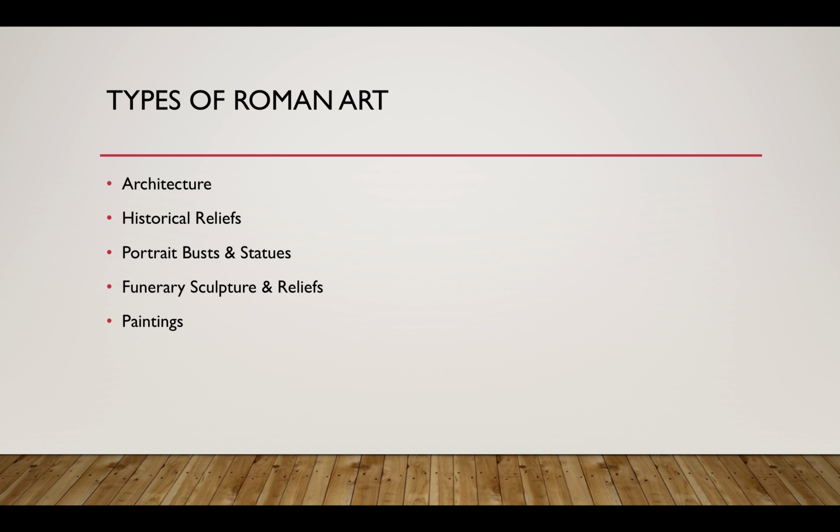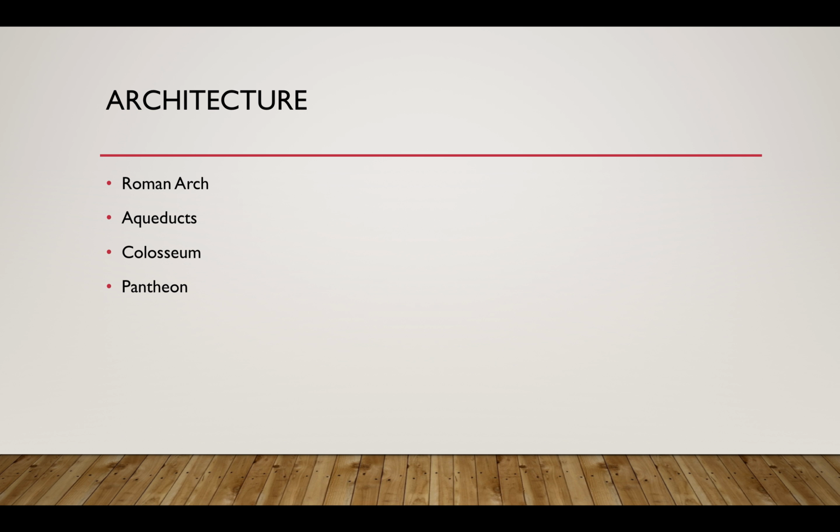So there's a few different main types of Roman art: architecture, historical reliefs, portrait busts and statues, funerary sculpture and reliefs, and paintings. So we'll start with architecture, and that's probably one of the greatest contributions that the Romans had to art history.